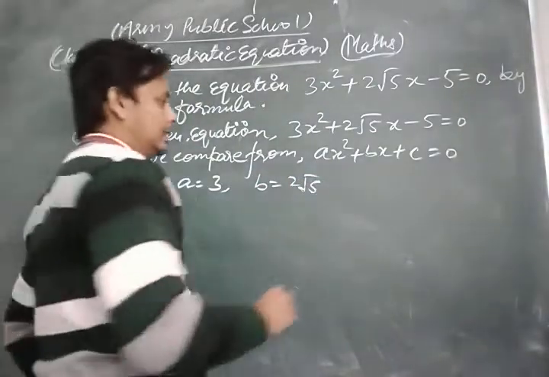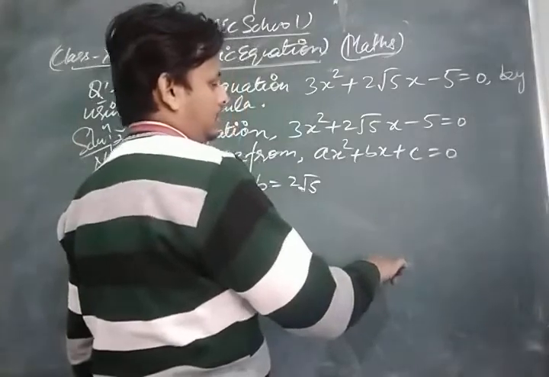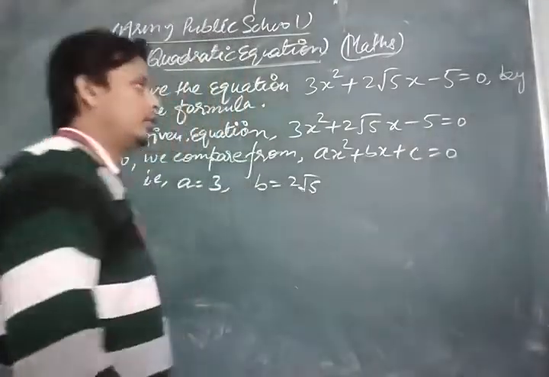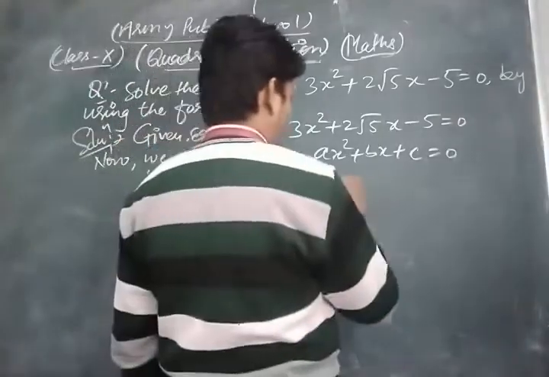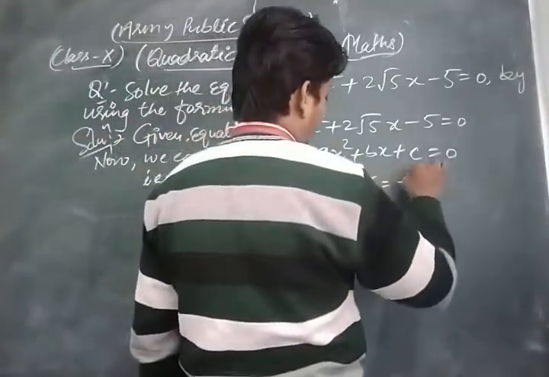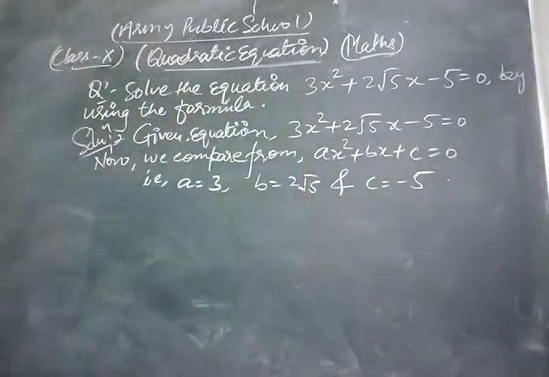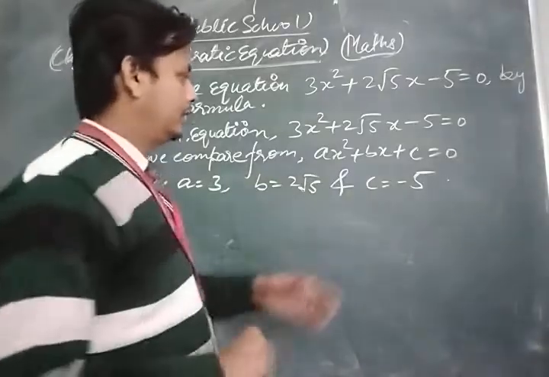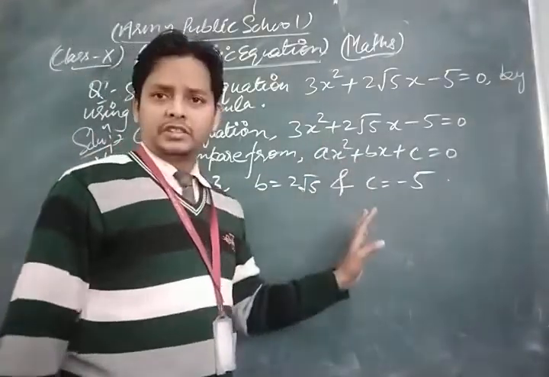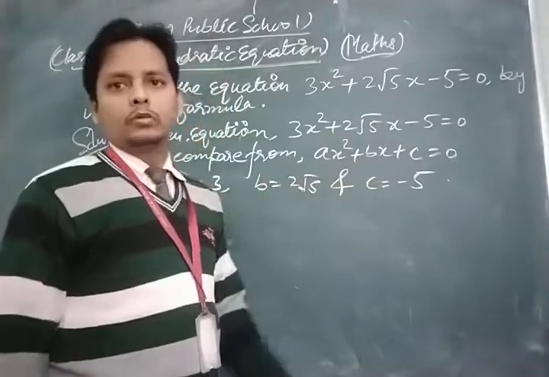Now c is the constant term. In the given equation, the constant term is minus 5. Okay? So in this way, we find the values of a, b and c.